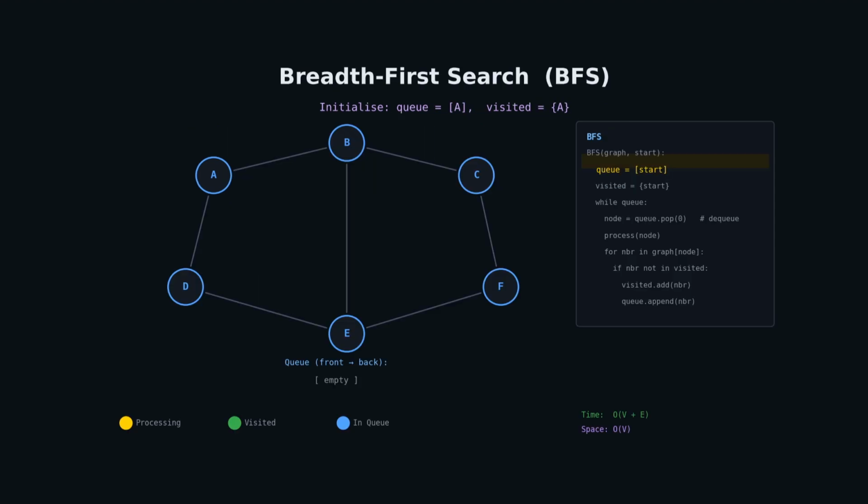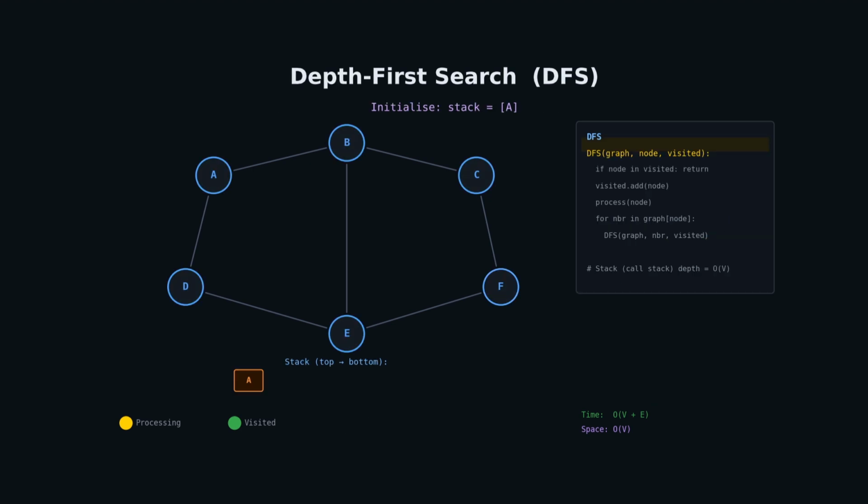Graphs can be traversed in two main ways. Breadth First Search, or BFS, explores the graph level by level. Depth First Search, or DFS, explores one path as deep as possible before backtracking. Graphs are widely used in social networks, maps and navigation, recommendation systems, and network routing.